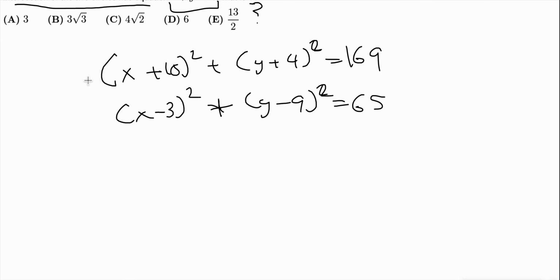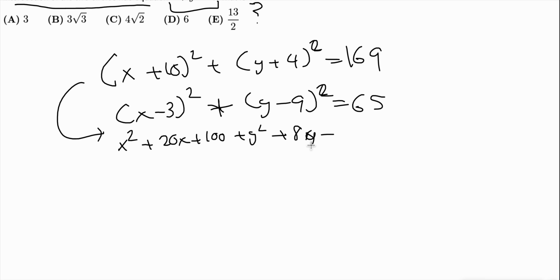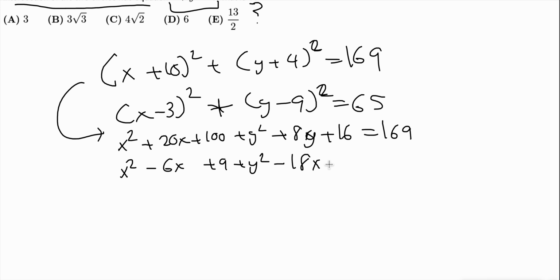Now I want to find a world where both of these equations hold true. First, I'm not even going to worry about that. I'm just going to simplify these equations. So this is x squared plus 20x plus 100 plus y squared plus 8y plus 16 equals 169. Here we have x squared minus 6x plus 9 plus y squared minus 18y plus 81 equals 65. And so that's this equation.